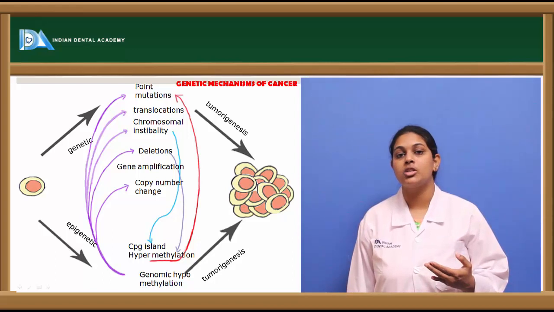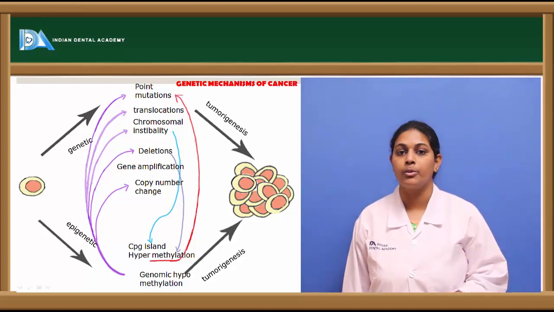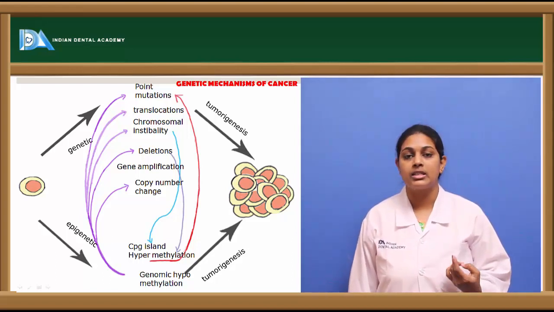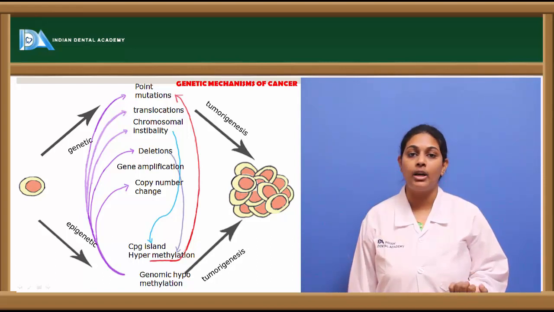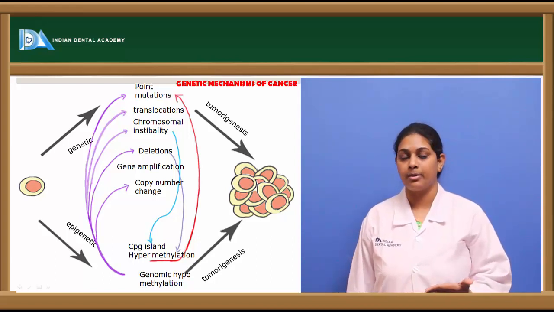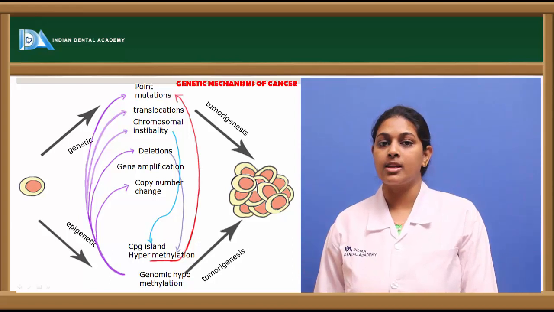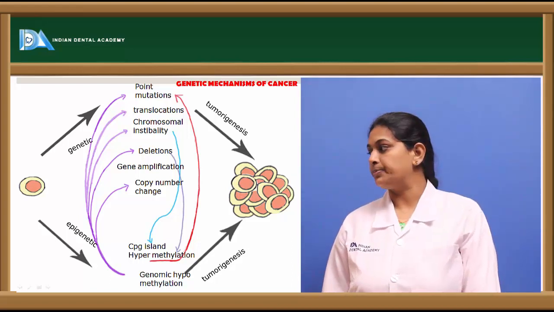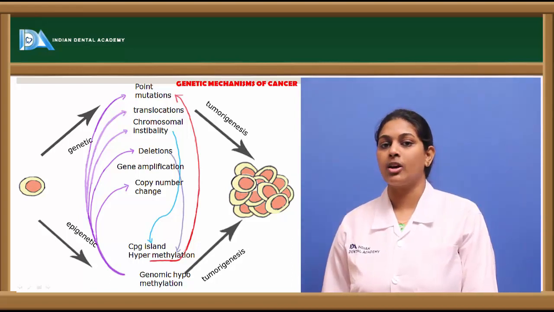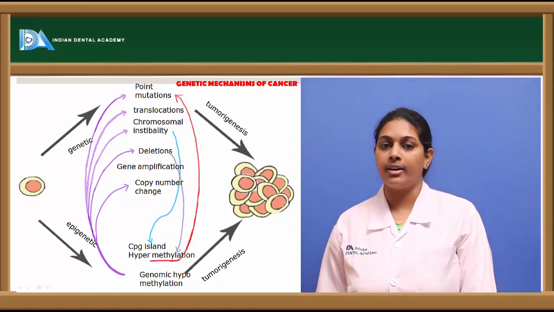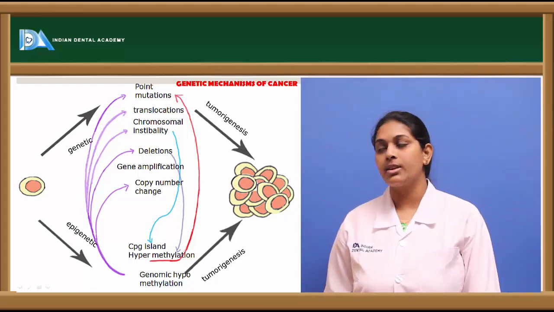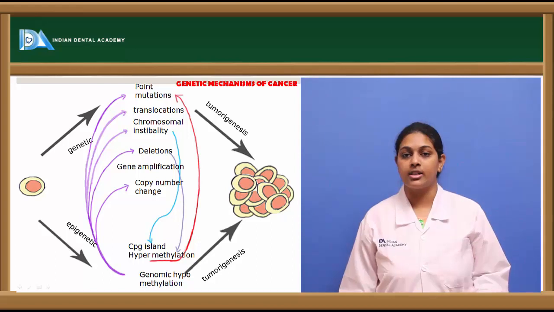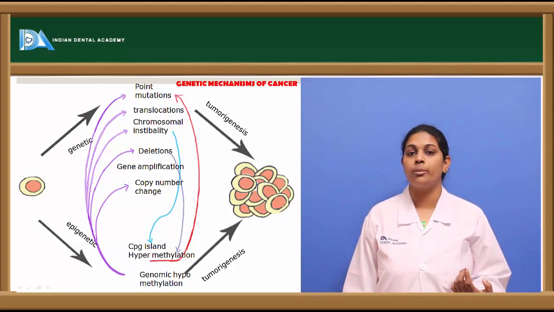Chromosomal instability occurs because of chromosomal amplification or chromosomal replication, because of the increase in the number of chromosomes than the normal, so the chromosome becomes unstable. And deletions could also be a result of these genetic changes. This is what happens in the genetic and the epigenetic changes, which result in tumorigenesis, that is formation of a tumor.